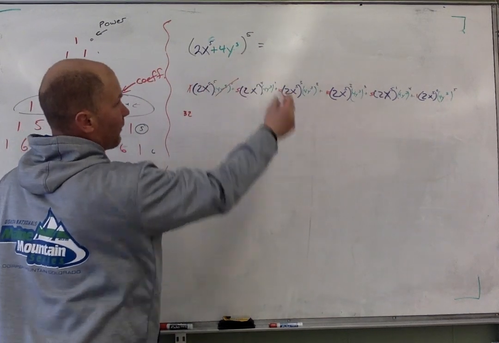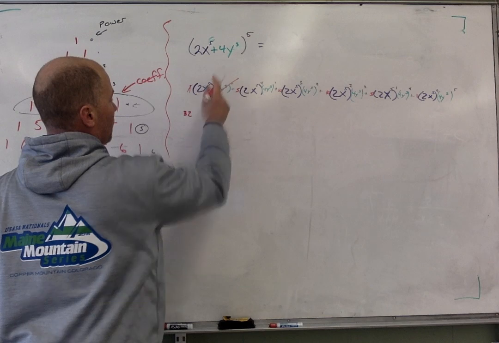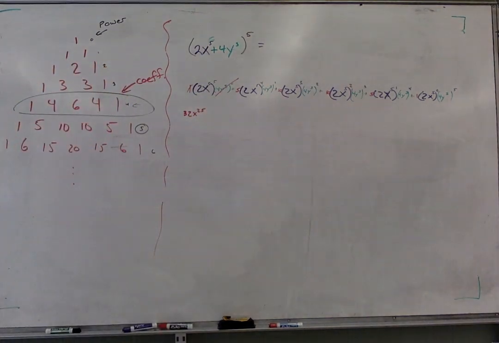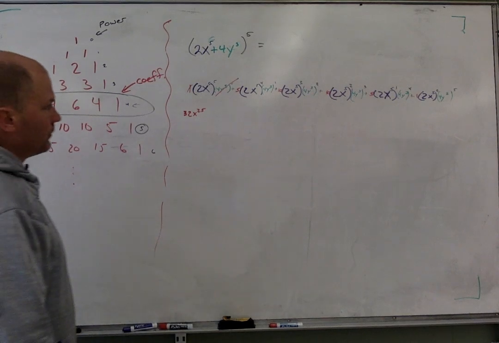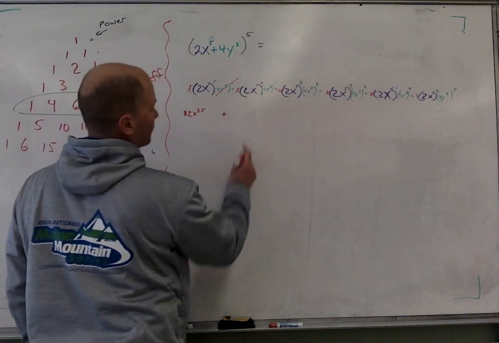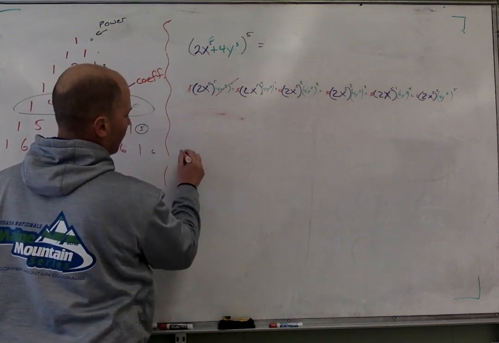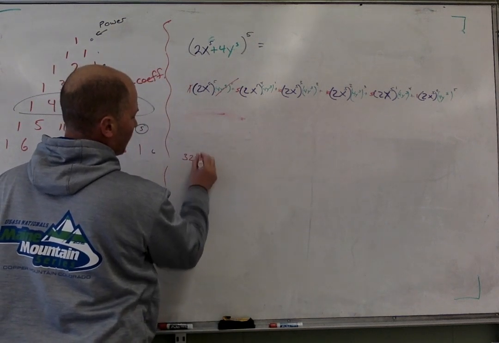X to the fifth, well, when it's a power to a power, we multiply the powers. So that's x to the 25th. First term is done. Second term. I'm going to write this a little bit. So this is 32x to the 25th.